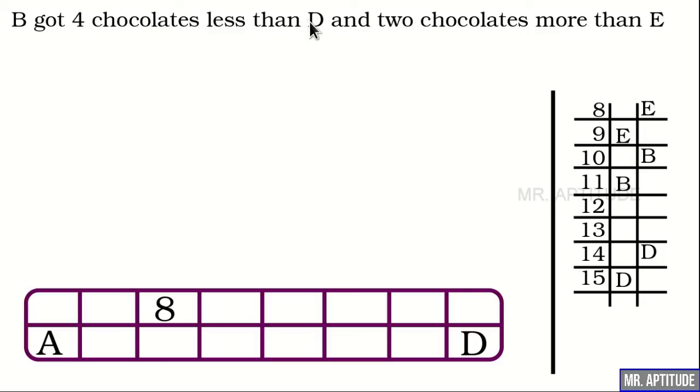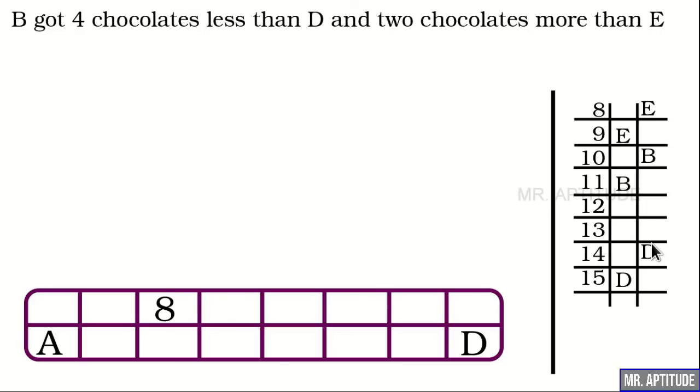B got 4 chocolates less than D, and as the given word is "and", the information which follows this word should be related to the first person given in the statement. So B got 4 chocolates less than D, and you have to understand this as B got 2 chocolates more than E. So the arrangement can be done in 2 different ways. In one of the instances, D should get 15, and in the other, D has to get 14. So these are the 2 possibilities we have.